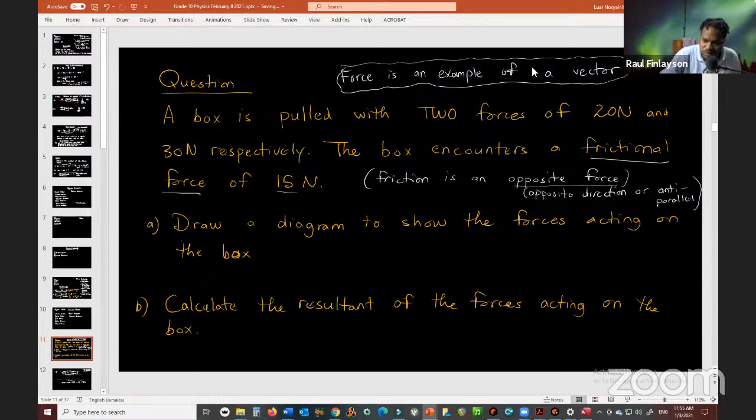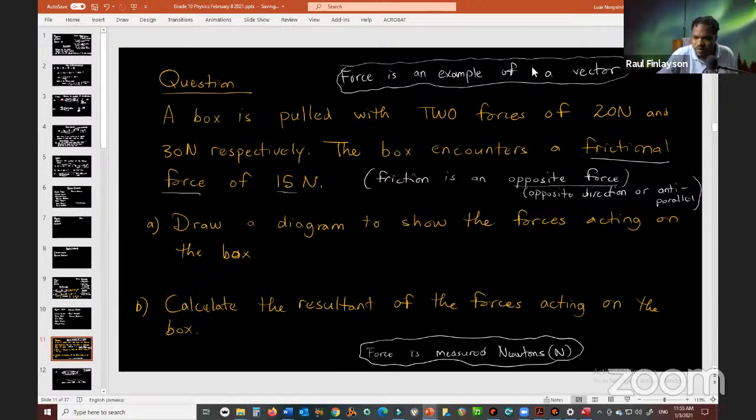So you guys remember that force is measured in newtons. So in the questions, they will just say, all right, look at this. A box is pulled with two forces of 20 N. And remember, force is measured in newtons, and the symbol for newtons is a capital N. Capital N, guys. All right, so a box is pulled with two forces of 20 newtons and 30 newtons, respectively.